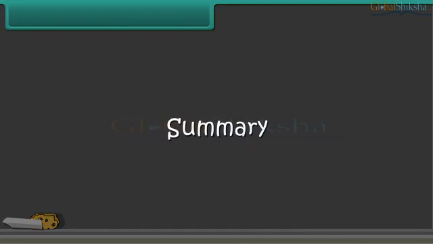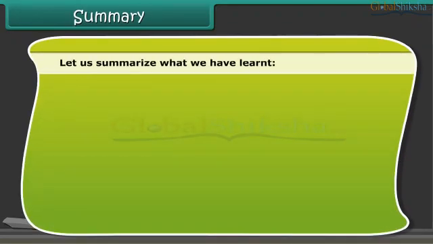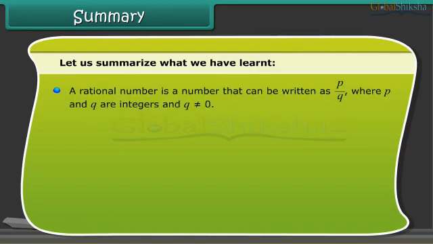Summary. Let us summarize what we have learned. A rational number is a number that can be written as P upon Q, where P and Q are integers and Q is not equal to 0.